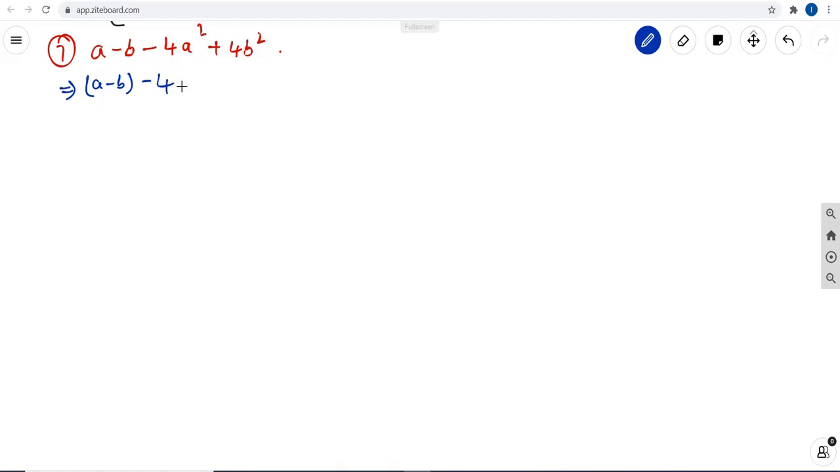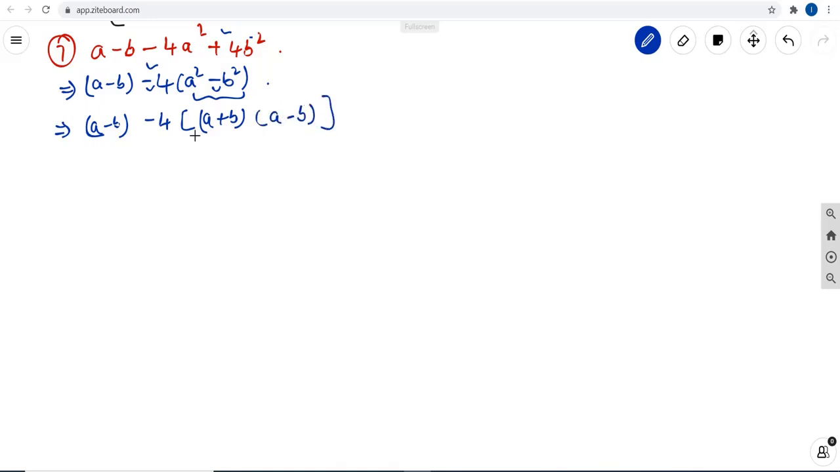So if I take 4 common, a square, see, minus I have taken outside, so this is also minus. This becomes minus b square. Minus into minus, okay. So this is in the form of a square minus b square, so I'm going to use that identity. So this becomes a minus b, minus 4, and this one I can write as a plus b into a minus b.